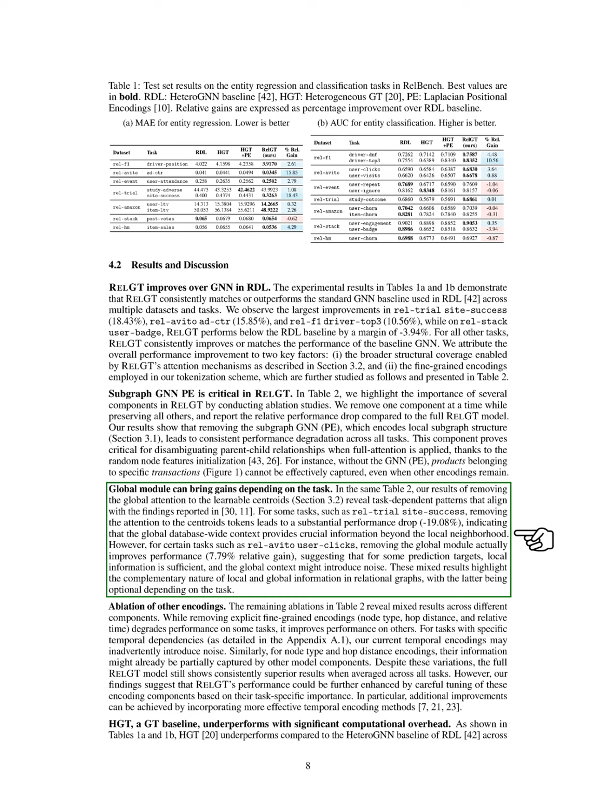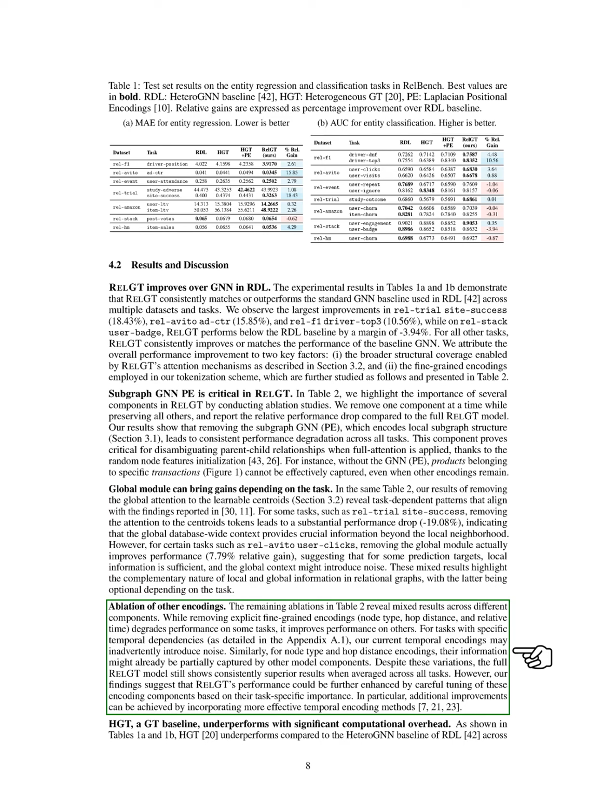Regarding the global module, our results indicate that its impact varies by task. For some tasks, like REL trial site success, removing the global attention leads to a significant performance decline, suggesting that the broader context is vital. Conversely, for tasks like REL Avita user clicks, removing the global module actually enhances performance, indicating that local information may suffice in some cases.